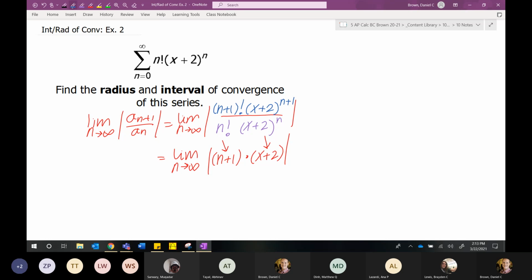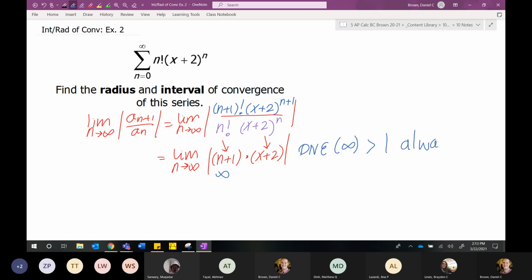And then now we want to take the limit of this. Now n is going to infinity. So if n is going to infinity, what is that expression going to go towards overall? Infinity. So it's going to be infinity times x plus 2. The limit is infinity, which is greater than 1.